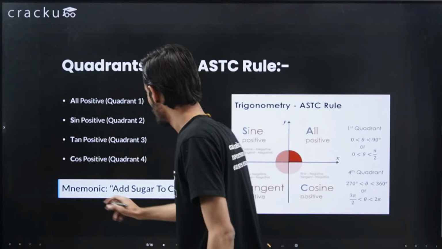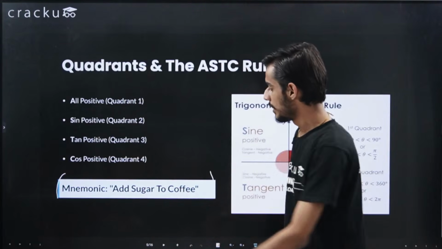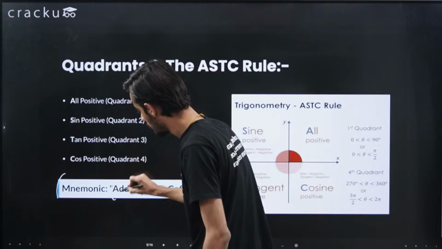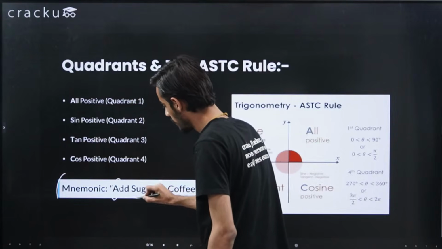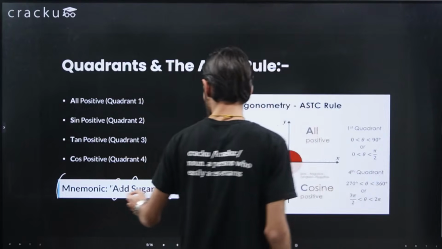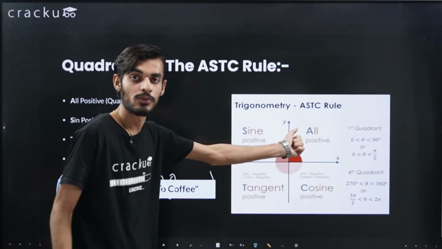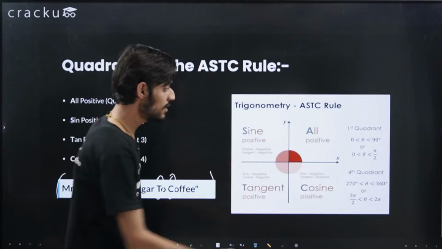So you can remember this with the help of this mnemonic: add sugar to coffee. You can just look at the first letters, that is A, S, T, and C. Like I told you, this is the first quadrant, this is second, this is third and fourth, and the order also matters. We will be moving in the anti-clockwise direction.